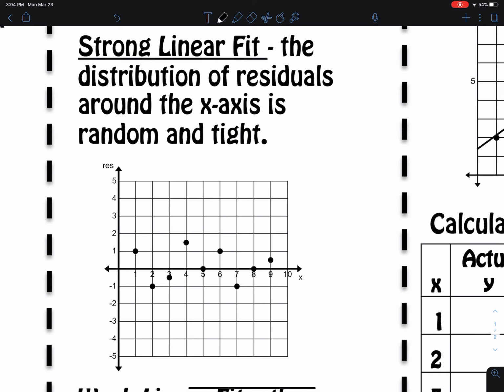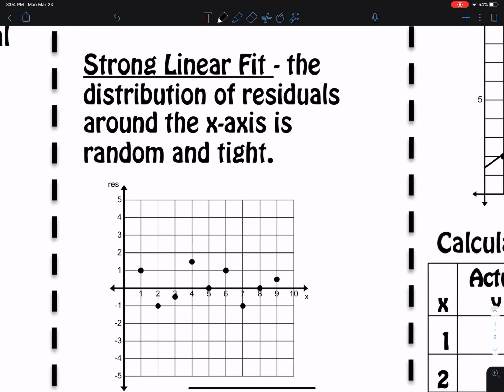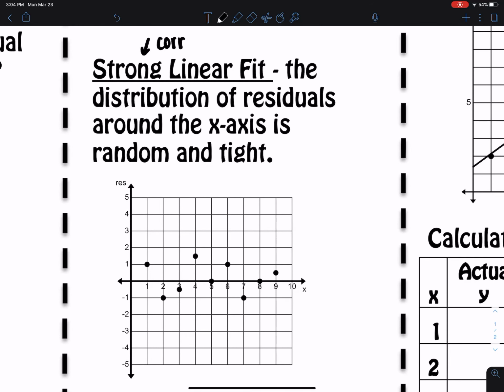If the graph has a strong correlation, so this is a strong correlation, and it's linear, so right here it says linear, that means that the pattern is a line, it's not curved, it's not like an arc, like a rainbow or an exponential curve. It's not like that. It's saying that the data has a strong linear correlation. The distribution of the residuals around the x-axis is random. So this random part is really important. And then it's also tight, which just means that it's close to the line.